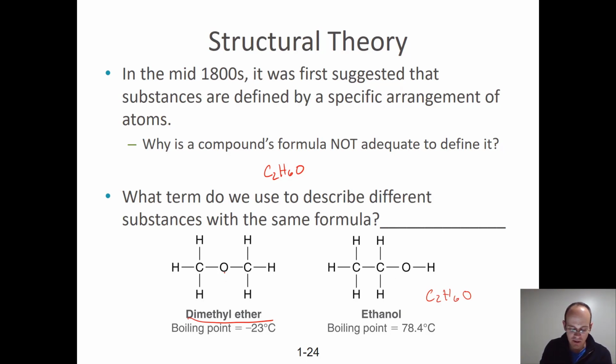This oxygen in dimethyl ether is bonded to 2 carbons. This oxygen in ethanol is bonded to 1 carbon and a hydrogen. That's a difference. The carbons in ethanol are bonded to each other. The carbons in dimethyl ether are not bonded to each other. That's a difference. Here's the carbon in ethanol with only 2 bonds to hydrogen. In dimethyl ether, both carbons have 3 bonds to hydrogen. That's different. These are different chemical structures. And because they have a different bonding arrangement of their atoms, they have different properties too.